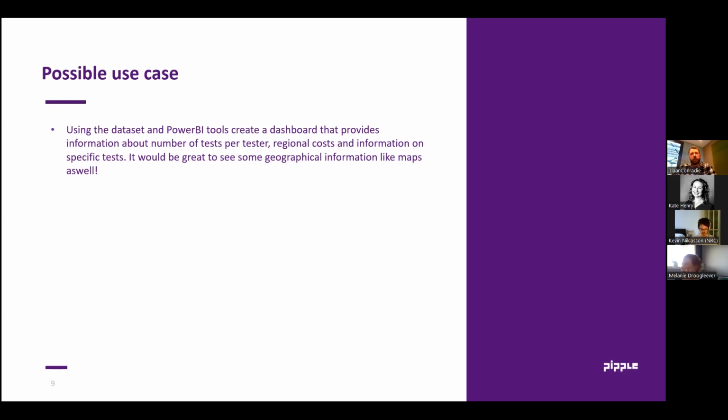So there's a lot of different use cases we can think of. We have a lot of data to play around with, but the one use case that I'm going to use to go through all of the different graphs would be something like looking at the number of tests per tester, the regional costs and information on specific tests. And perhaps we also get the instruction that it would be great to see some geographical information like maps as well. Power BI provides us with some really nice tools that we can actually use to depict things geographically as well.